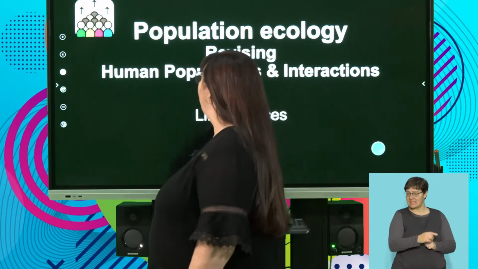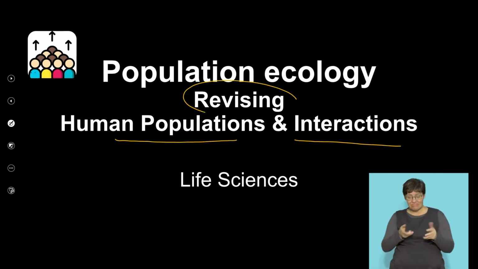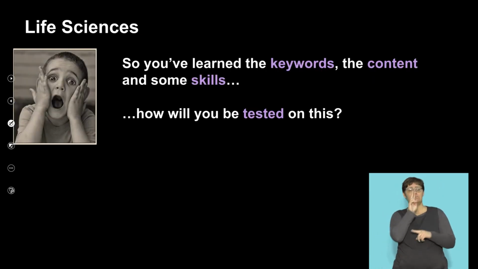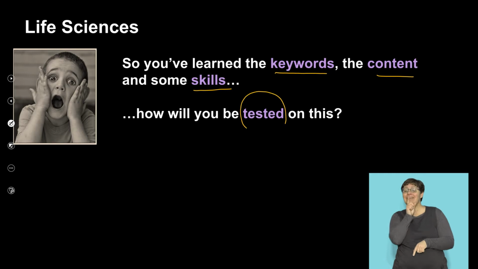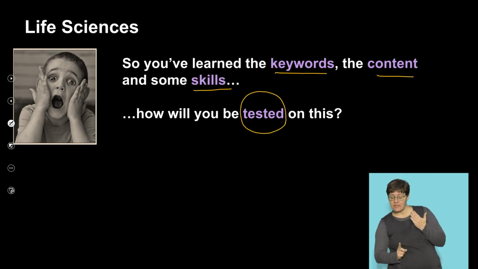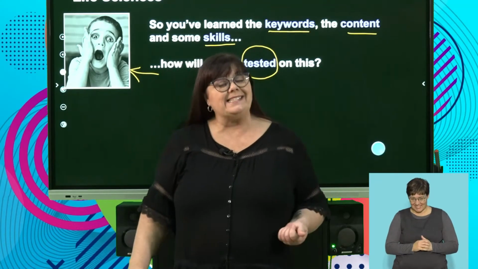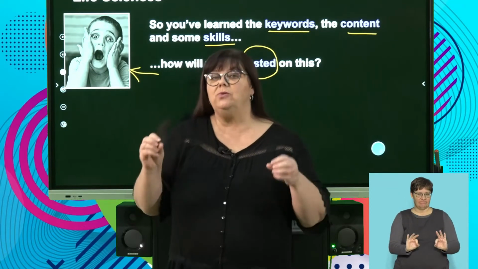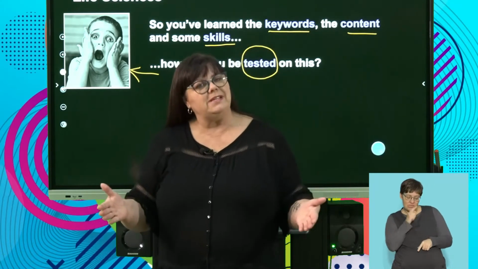So what are we looking at today? Well, we're focusing on human populations and interactions, and remember that this is a revision lesson. So we're going to be looking at keywords, content, skills, and we're going to be trying to assist you in terms of being prepared and not in a panic when it comes to tests and exams, which means that we're going to equip you with skills to answer the questions as well as some practice at actually using those skills.